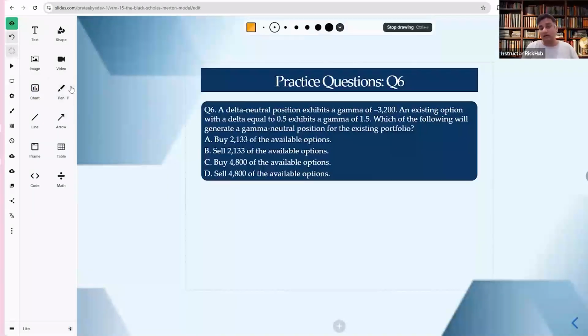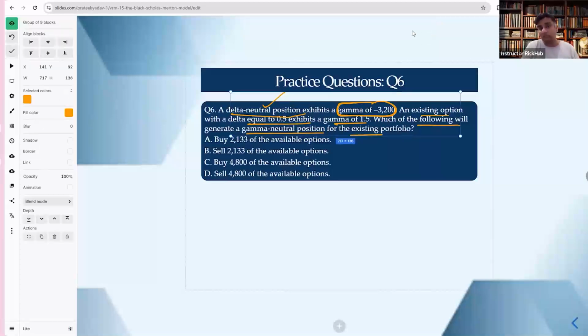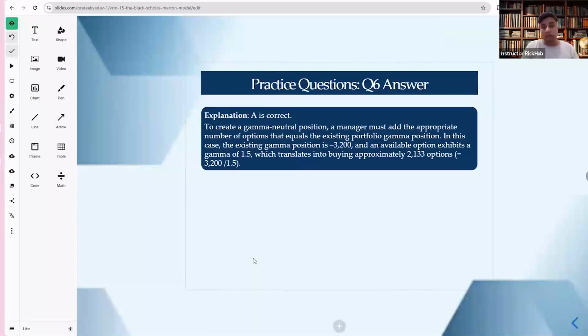Now we are saying a portfolio is a delta neutral position. So stock is already delta neutral. It has a gamma of minus 3200. An existing option with a delta of 0.5 exhibits a gamma of 1.5. Which of the following will generate a gamma neutral position for the existing portfolio? Now, I'll show you the answer for this because this is not a question which can be solved very easily, right? So, you are already delta neutral. Now, you want to create a gamma neutral. When you try to create a gamma neutral, please understand, the delta neutral will become not delta neutral.